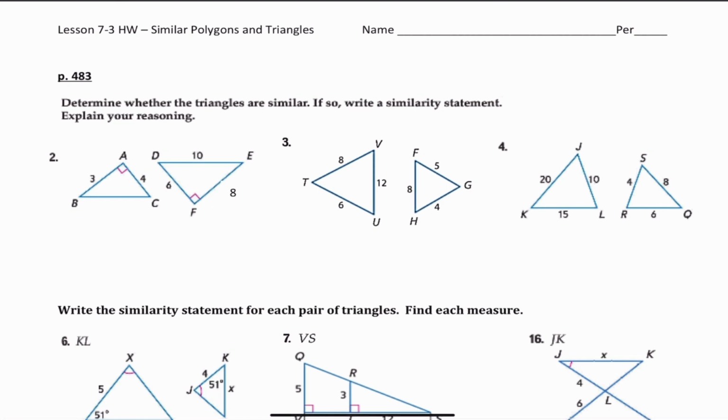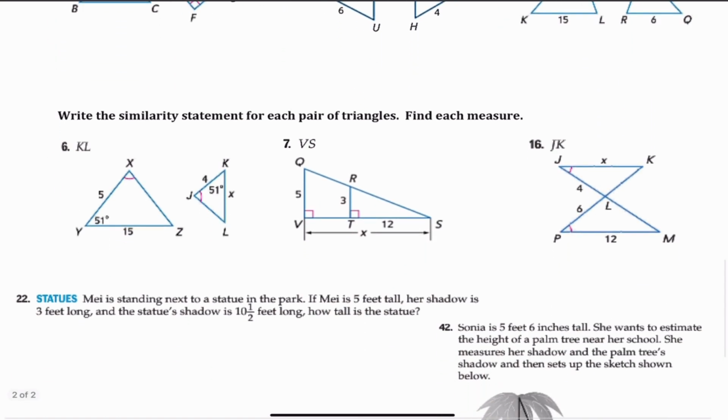So first of all, determine whether the triangles are similar. You're going to write yes or no. If so, write a similarity statement. And explaining your reason would be, you know, angle-angle similarity, side-side-side similarity, or side-angle-side similarity, or maybe not possible. Okay, so look at these figures and then determine whether the triangles are similar. 6, 7, and 16.